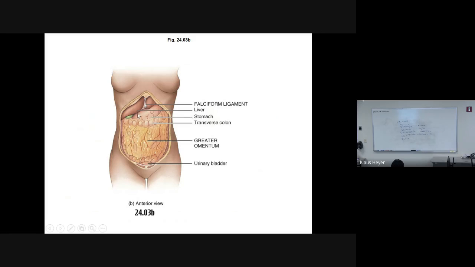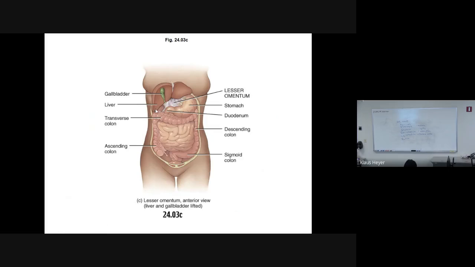Then, what you're not really seeing here, but this is the stomach. The stomach is attached to the liver by something called the lesser omentum. Let me see if I can find it. Here we go. That's better. So, the falciform ligament is holding the liver to the diaphragm. The lesser omentum is holding the stomach to the liver. So this stuff's not going to fall out, even if you remove all the skin here.